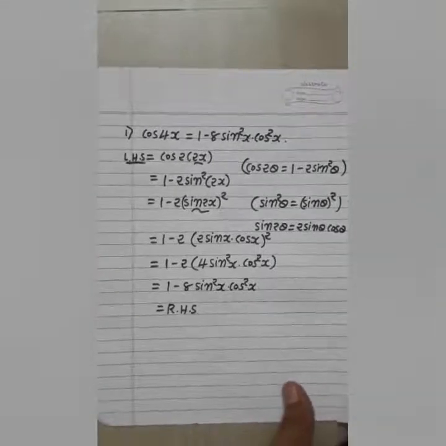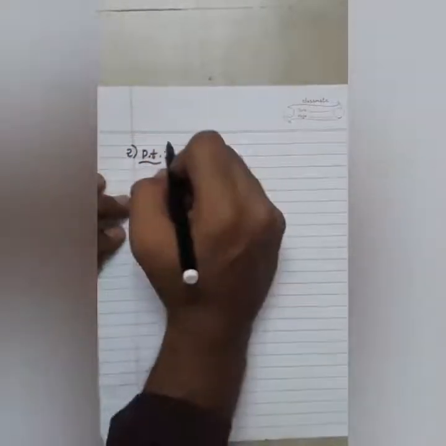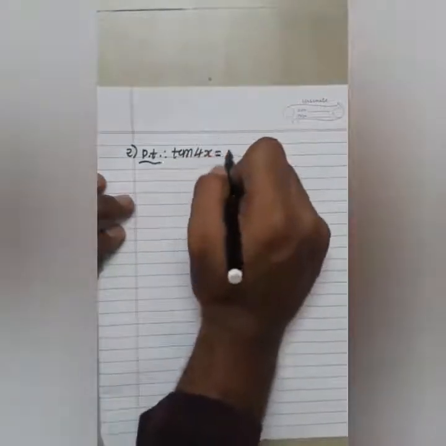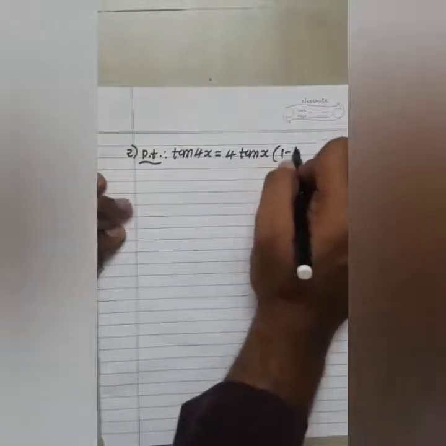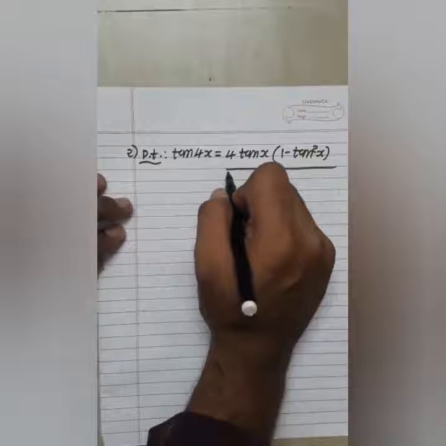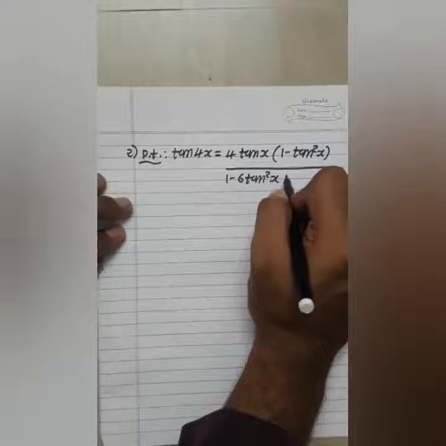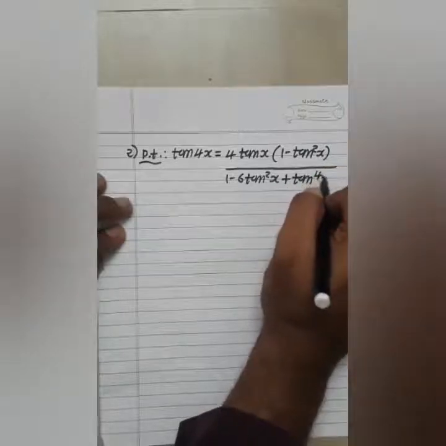Next question. Prove that tan 4x is equal to 4 tan x into bracket 1 minus tan square x upon 1 minus 6 tan square x plus tan to the power 4 x.